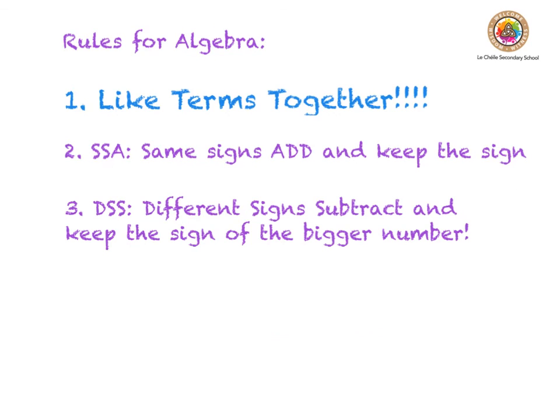And so just before we finish up then, some basic rules for algebra. Obviously our most fundamental one is that we put like terms together. So our x's together, or our y's together, or our x squared together, and our a's together, whatever it is. Next then, same signs add, SSA, okay? So same signs add. What does that mean and why do we do it? Both of these, and also different signs subtract and keep the sign of the bigger number.